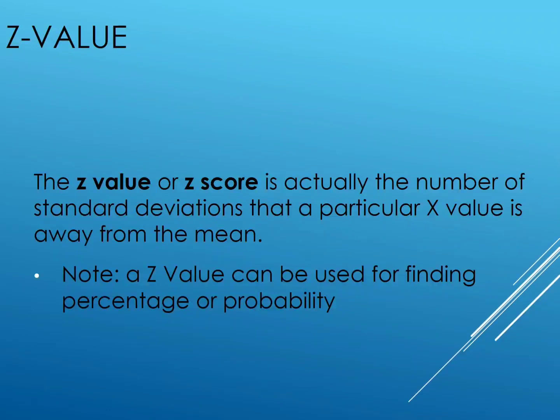And note that a z-value can be used for finding percentages or probabilities. So in this case, we are going to be talking probabilities, but at the same time, it could also be written as percent. When we're talking about probabilities, you times 100 to find the percent.